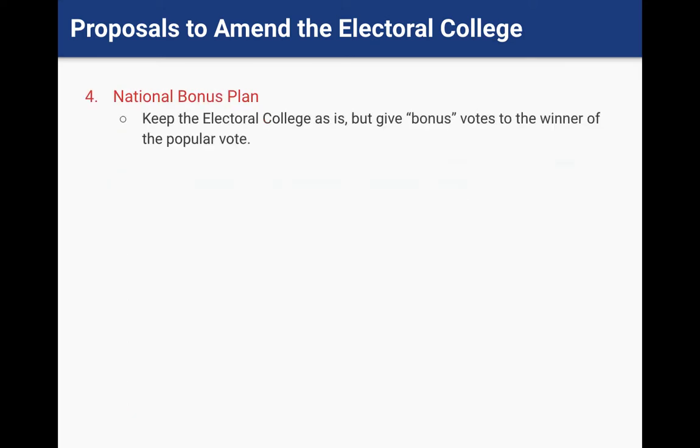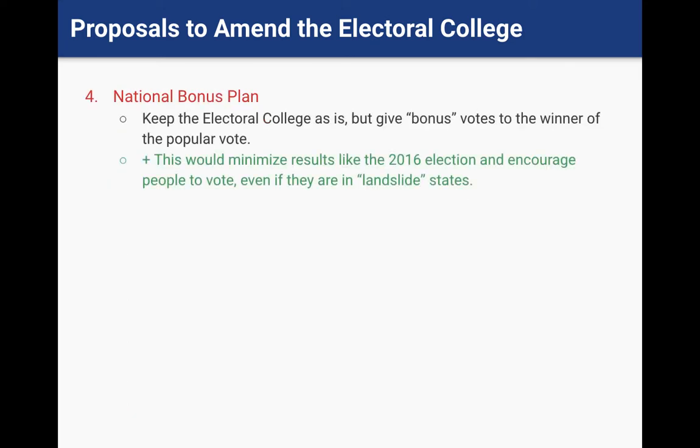Okay. And then lastly, this is kind of an interesting idea: the national bonus plan. Right. This keeps the Electoral College as it is, but it gives a bonus number of votes to the winner of the popular vote. Okay. This could work, right? It may minimize some results like 2016, where the loser of the popular vote wins the Electoral College, but it's still, how many votes do you give? 3, 6, 10, right? How many votes does that win by?